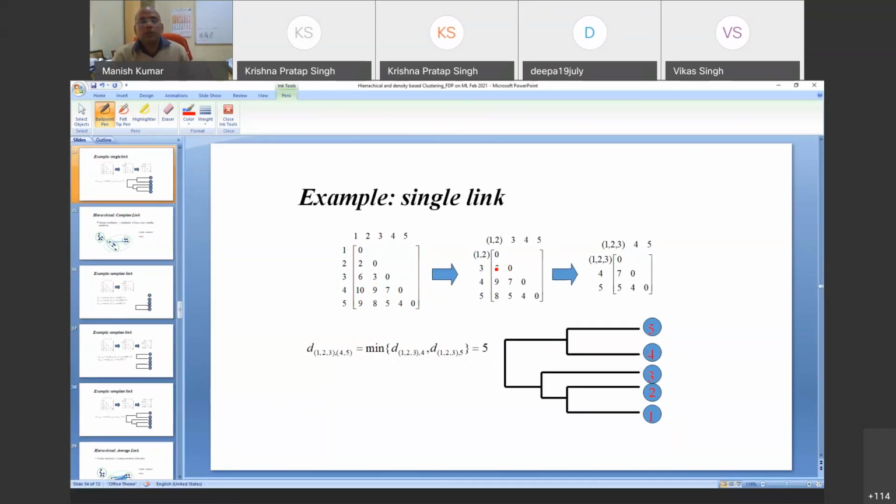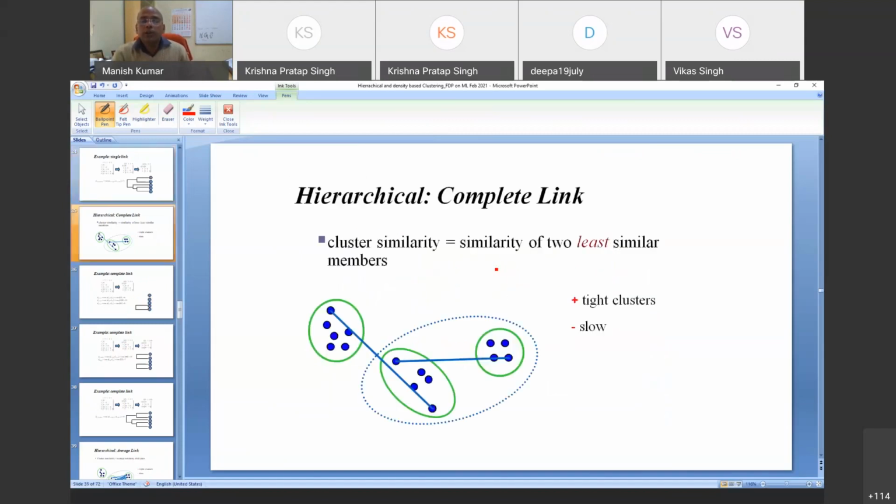Okay, this is single link. What we do in complete link is give you tight clusters, a little bit slow.